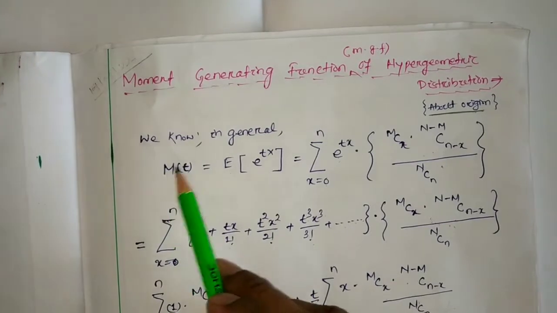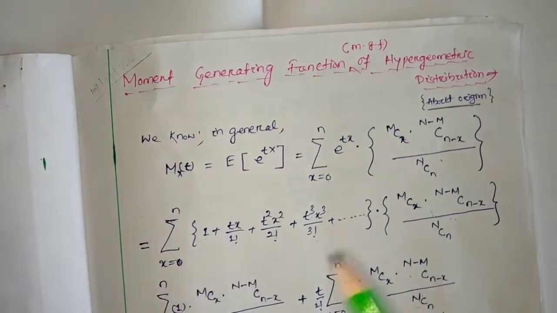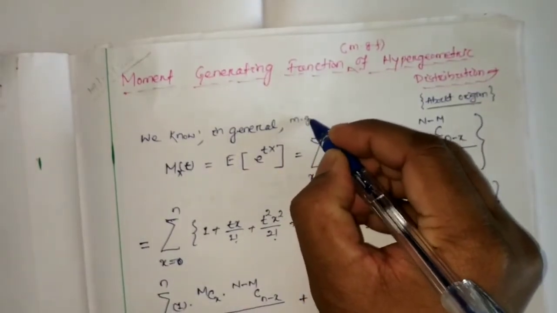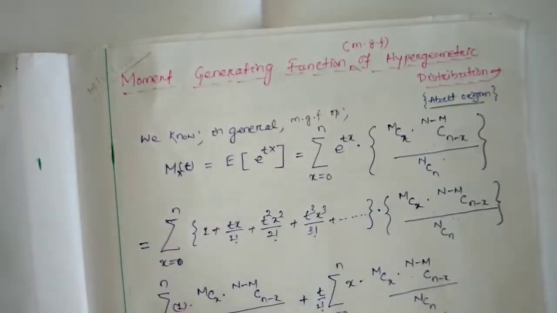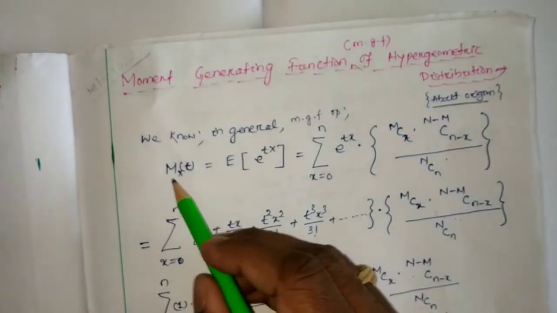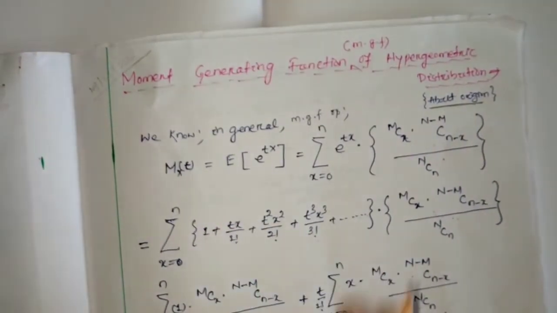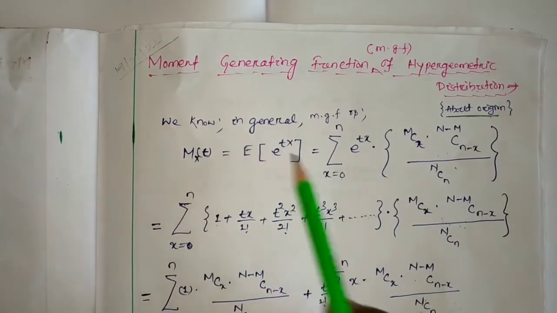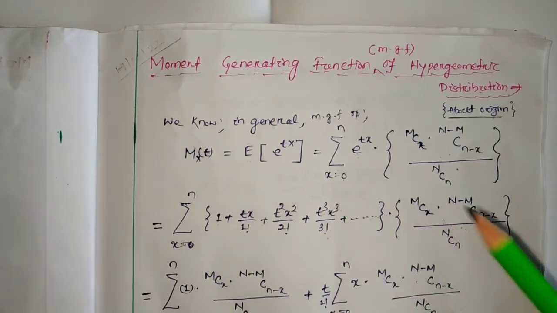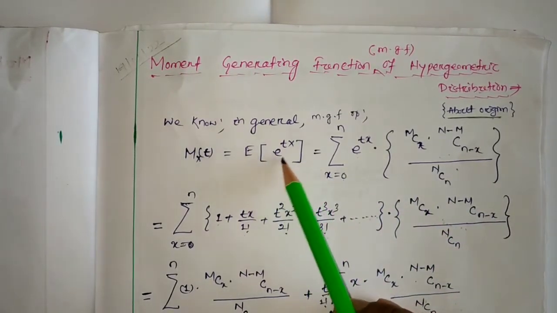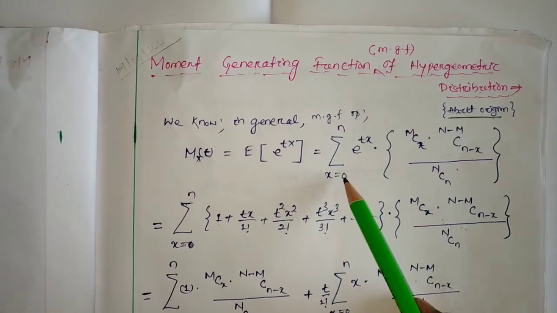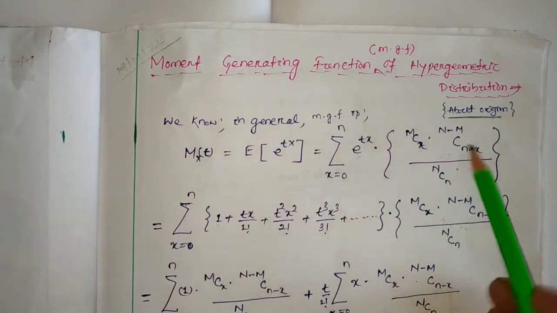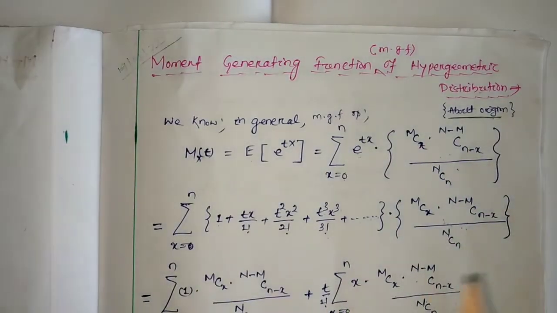We know in general the moment generating function, the mgf, is M_X(t) equal to the expectation of e to the power tx. So the expectation of any value will be the summation over 0 to n of e to the power tx into the PMF, which we have already discussed. You can refer to the previous video.